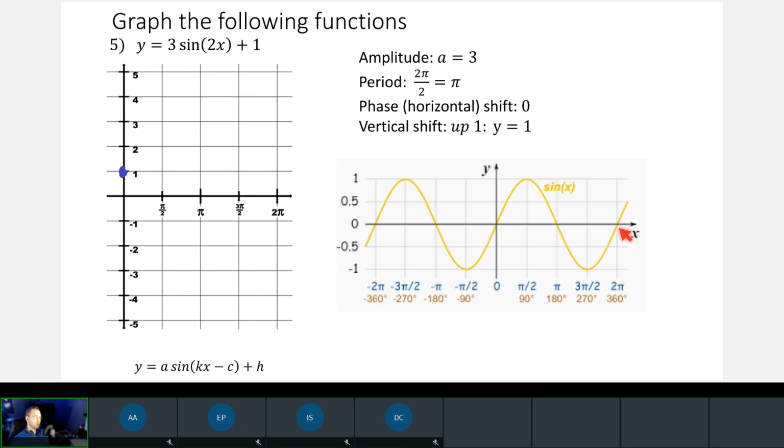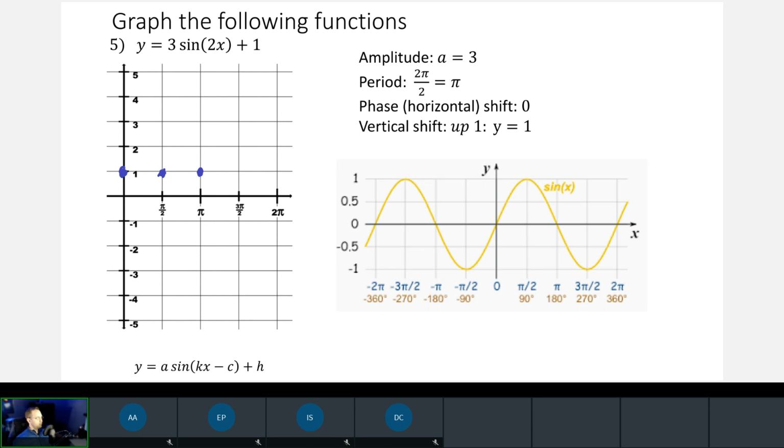Now, we know we have to go up 1, but because the period is no longer 2 pi, it got squished down to pi. So that point gets plotted at pi comma 1. Pi comma 1. So that's going to go right here. And now halfway between there is where the graph is going to cross the midline.